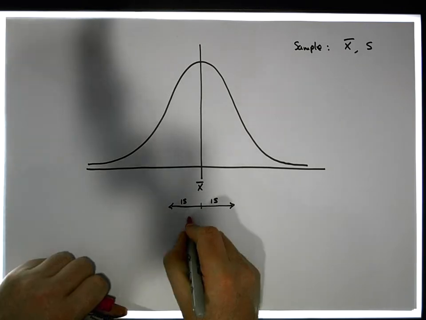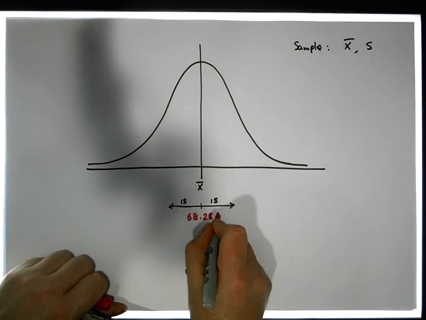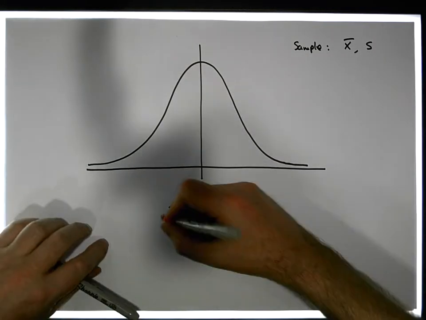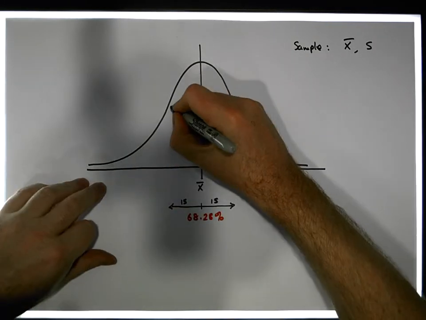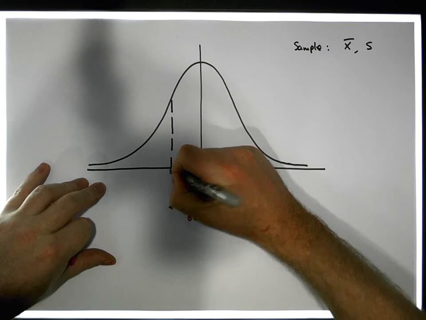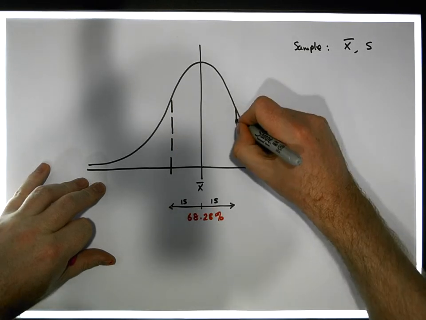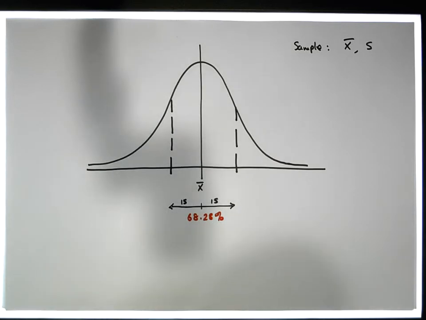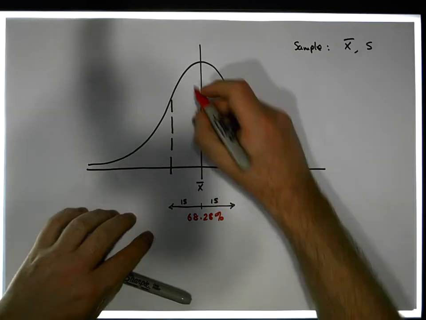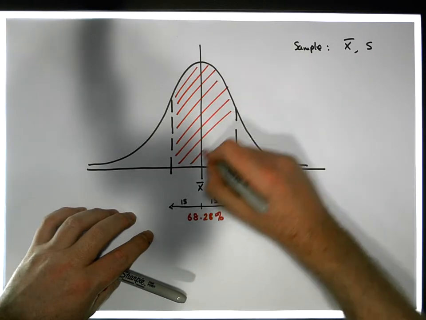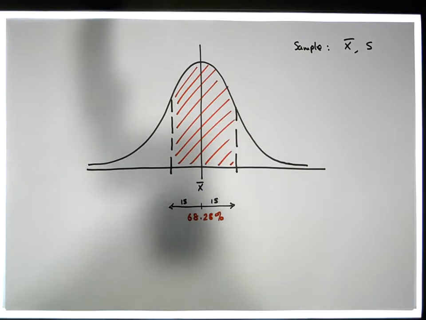So 68.28% of the observations should be within there. Really what we're saying here is that within this particular interval here, let me do this as big lines, within this interval we should have 68.28% of the area under the curve, or 68.28% of our observations.